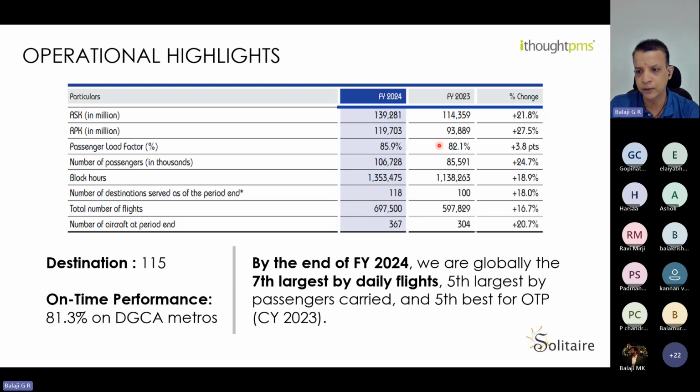Whenever passenger load factor goes up, since it's a high operating leverage business, it results in big profitability, which we will see in a subsequent slide. So there was a significant improvement in passenger load factor. The number of passengers has also grown. Almost all parameters have grown between 18 to 20%, reflecting the underlying business is growing at a very healthy rate.